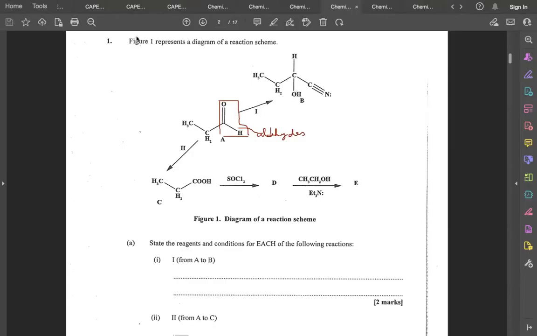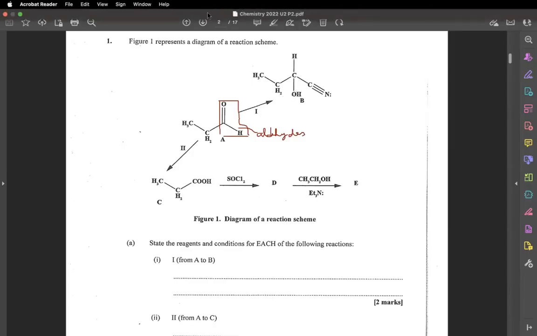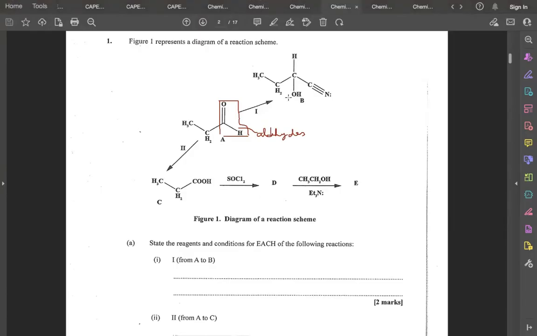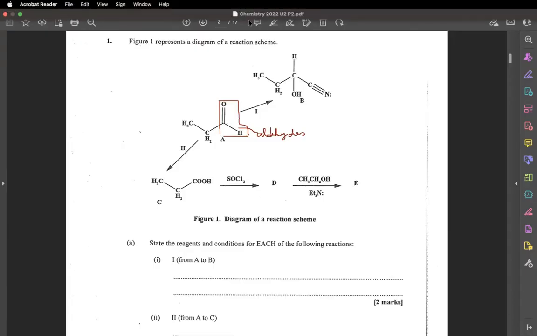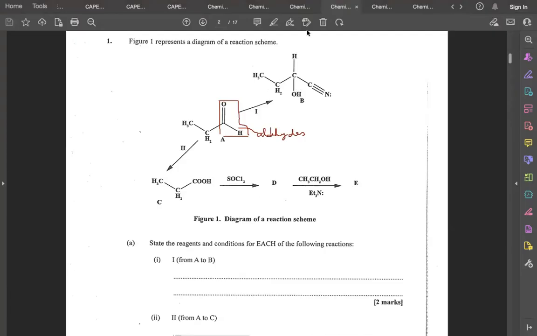When I look at this compound in B, I can see that there is an OH that's been added to this carbon, which is the same carbonyl carbon, right? So I see that they added an OH group in there, and I also see that a cyanide ion has been added to that carbon as well. So there are two things that have been added here.